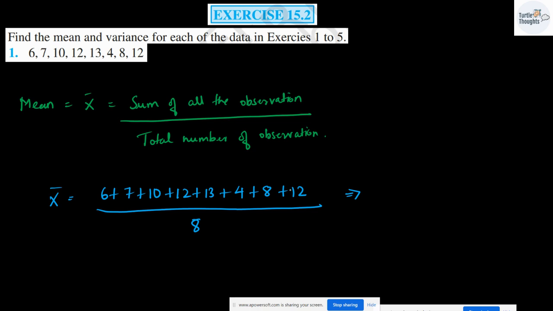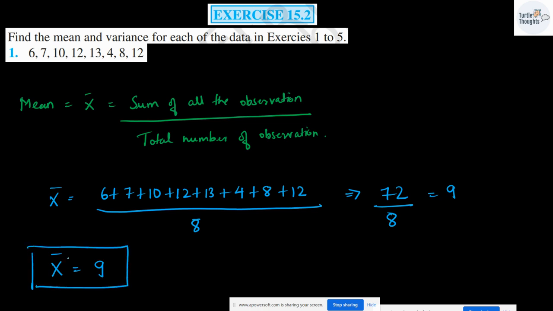When I add all of them, I will be getting 72, divided by 8, which is going to be 9. So I'm getting the value of mean as 9. First part of the question is done. Right. Next, I have to find out the variance.